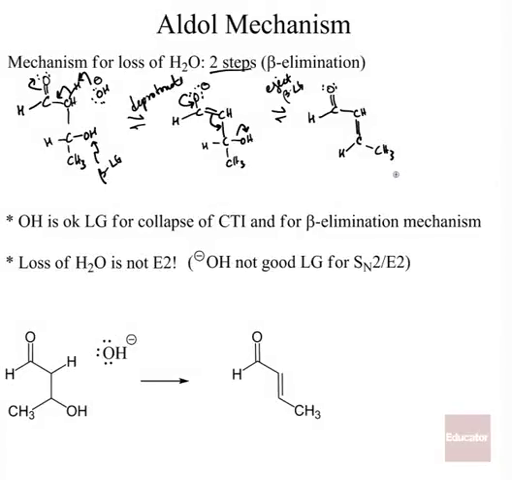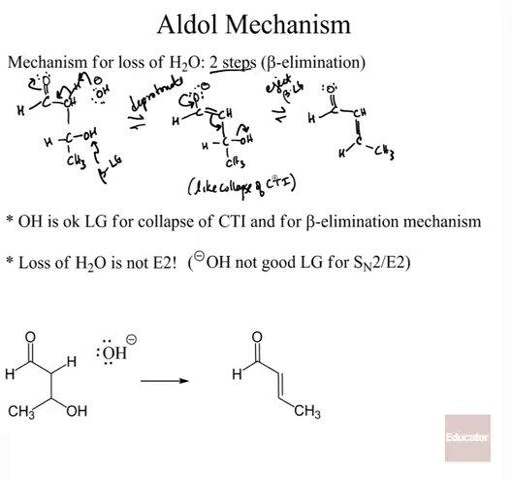So this is our mechanism. This step here kind of looks like collapse of a CTI a little bit. Remember, collapse of a CTI is when we had an O- kick down, and on the same carbon it had an OH, it would kick off the OH. This is an extended system, but it's still the O- kicking down and forcing the OH off.